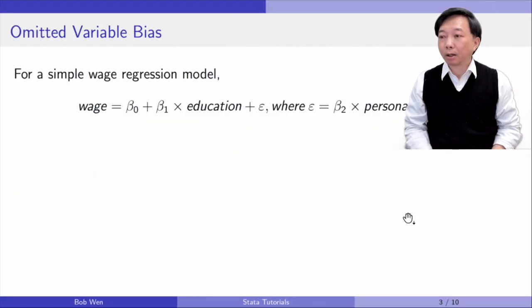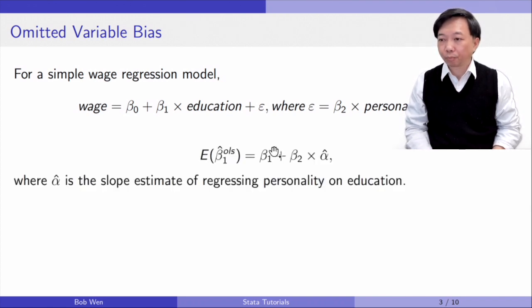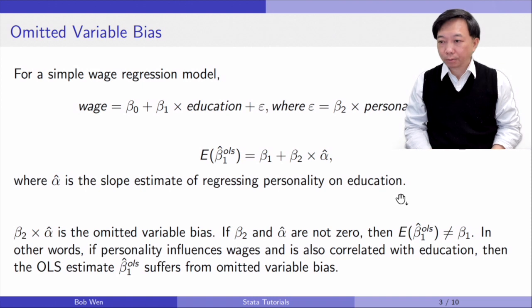We come back to our example. For a simple wage regression model, if beta 2 and alpha hat are not 0, then the OLS estimator beta 1 hat is biased. In other words, if the worker's personality influences wages and is also correlated with education, then the OLS estimate suffers from omitted variable bias.